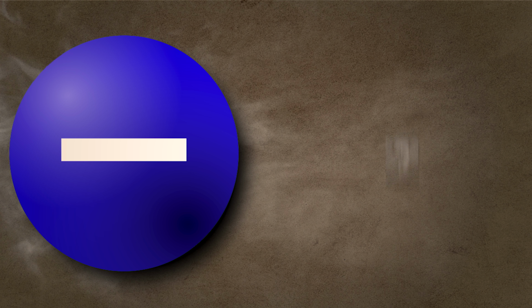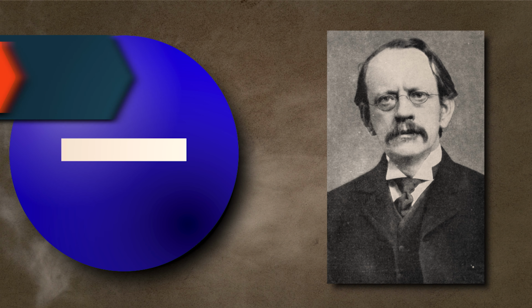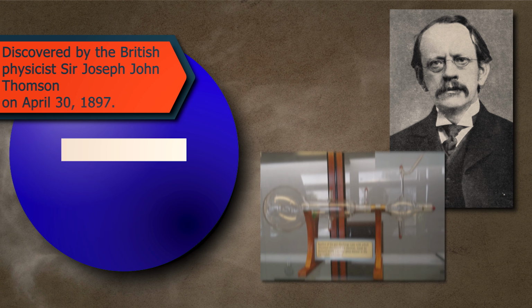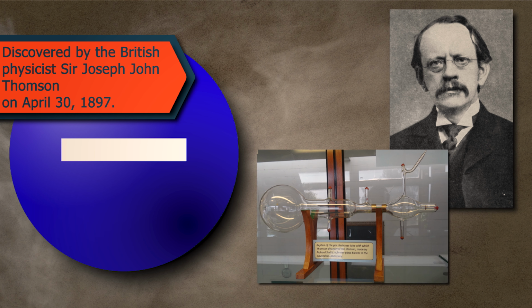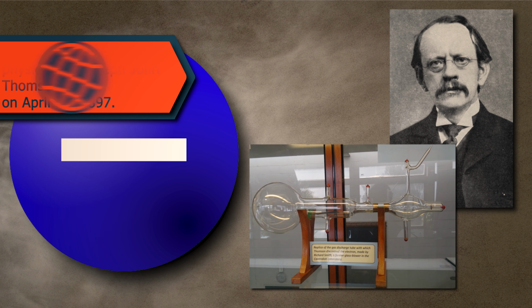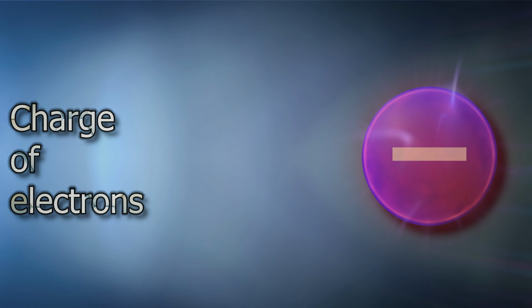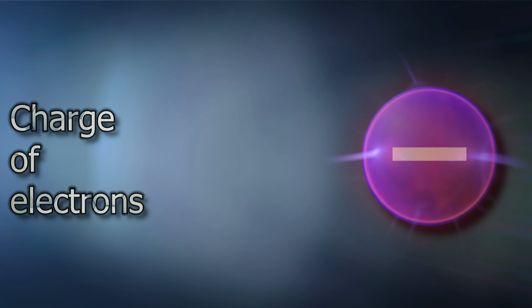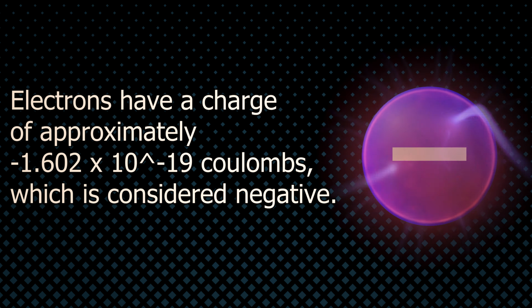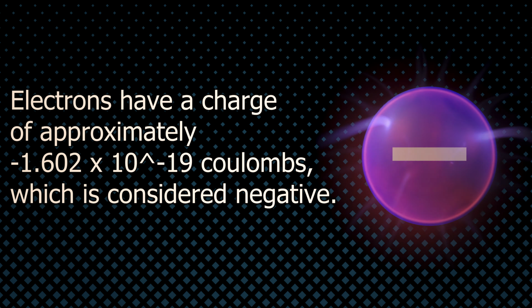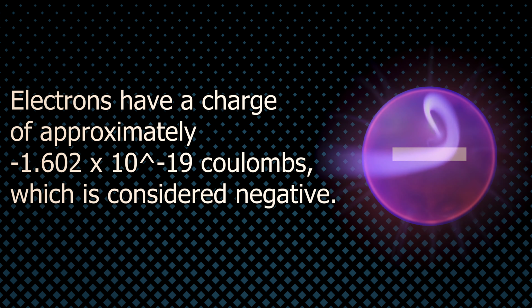Electrons were discovered by the British physicist Sir Joseph John Thomson during his cathode ray tube experiment on April 30 of 1897. Electrons have a charge of approximately minus 1.602 times 10 to the minus 19 coulombs, which is considered negative.